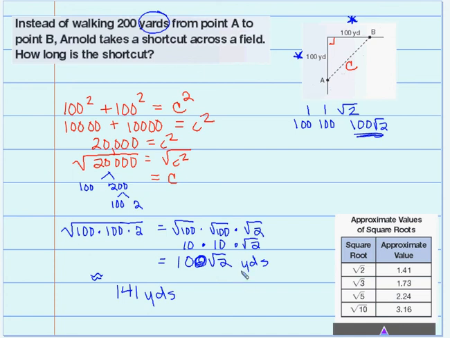So that's what I have for you for simplifying square roots. I hope you don't find it too difficult. You will need to know these decimal approximations or be able to find them in your notes. Square root of 2 is 1.41. Square root of 3 is 1.73. Square root of 5 is 2.24, and the square root of 10 is 3.16. And these are approximate values. They're not exactly equal to them.